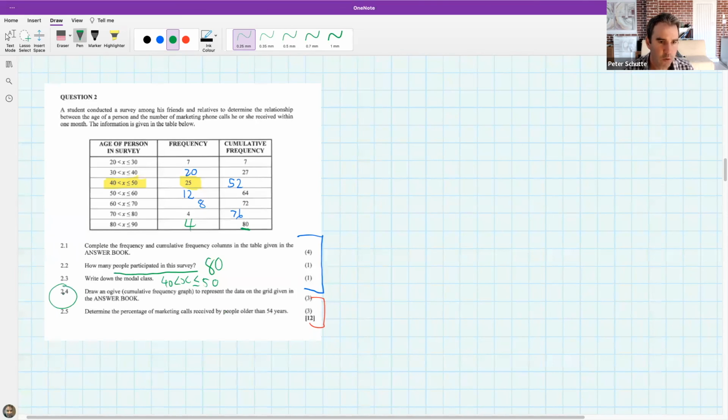We're not going to draw an ogive now because of time, but I do want to ask you for 2.4, what would the next step be? So you're given this table, and if you were going to draw an ogive, there's a next step that you need to do. And I want to know from you guys in the chat or by raising your hand, what is that step?